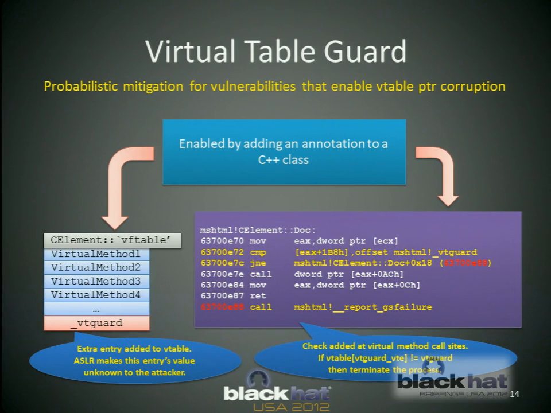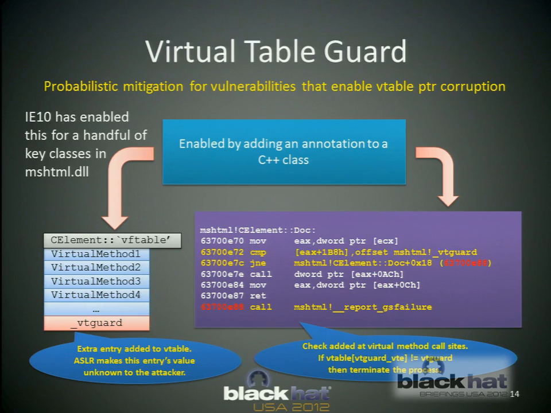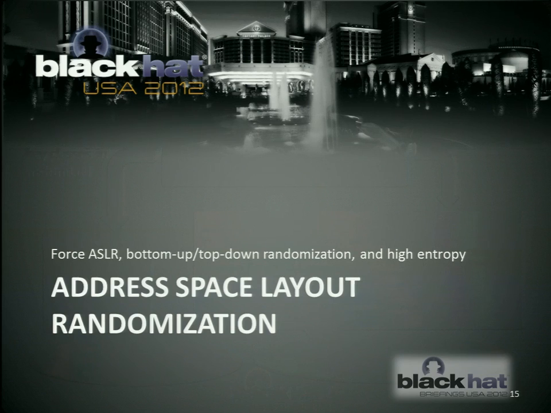And the important thing here is that if an attacker has a vulnerability that lets them replace this vtable for some reason, they can't now just supply an arbitrary vtable, because it's checked to make sure the VT guard cookie is there or fail. And you'll see that on IE10 in MSHTML, we've started to deploy VT guard in a couple of key classes. That being said, I'll hand it back over to Matt for a discussion about ASLR.